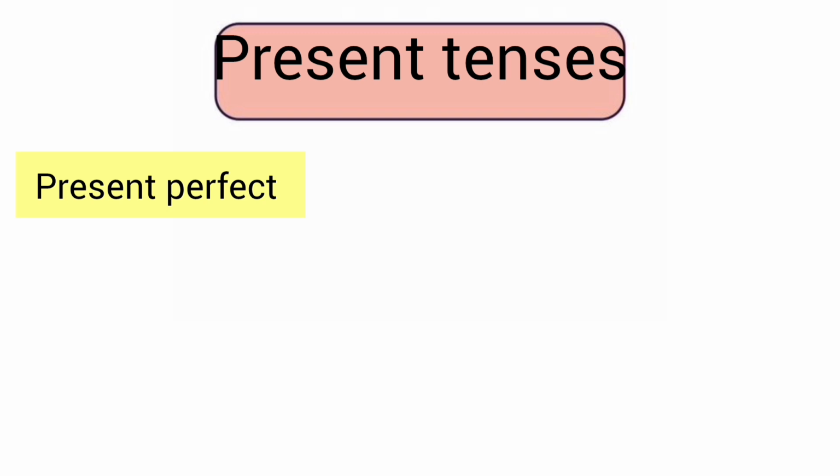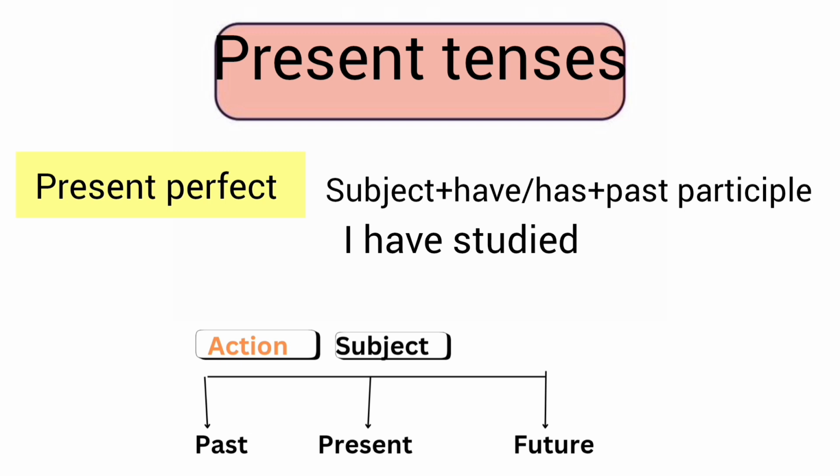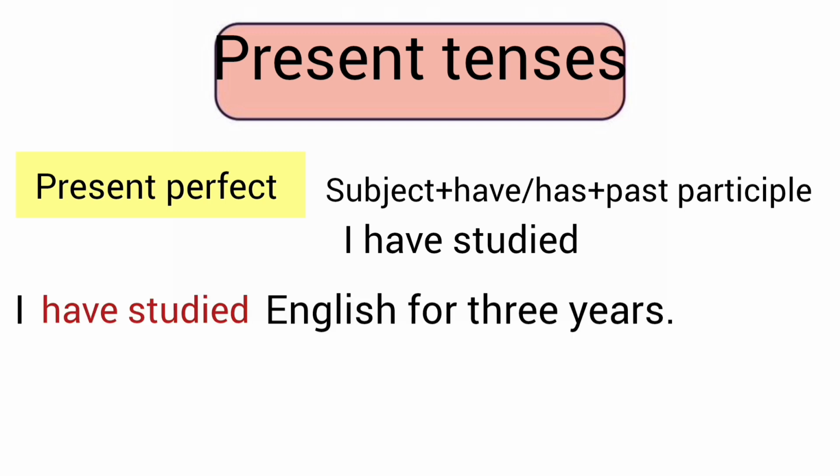Present perfect. Sentence structure is subject plus helping verb have, has plus past participle. For example, I have studied. We use this tense when we are talking about how an action from the past describes the subject now. For example, I have studied English for 3 years. I have studied is a past action, but we use it to describe who I am now.